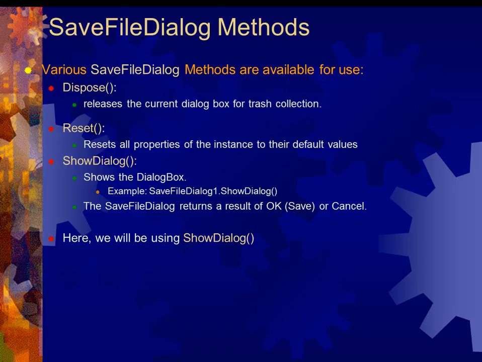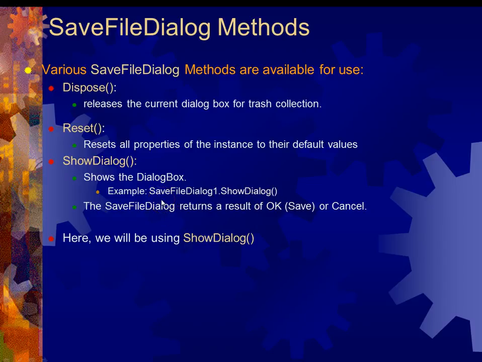Resets all the properties of the OK, and show dialog. That's the one we're going to use. That's the method we're going to use, and that shows the dialog box. Example is save file dialog 1. That's going to be the name of our save file dialog box dot show dialog. So we're going to use that method.